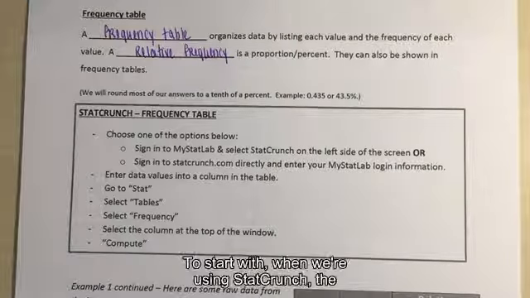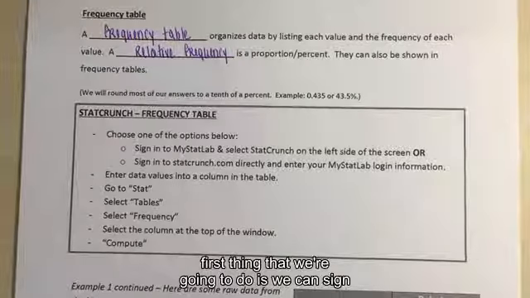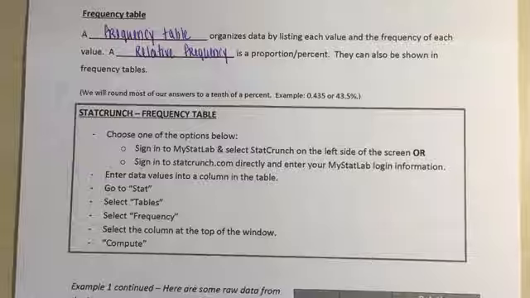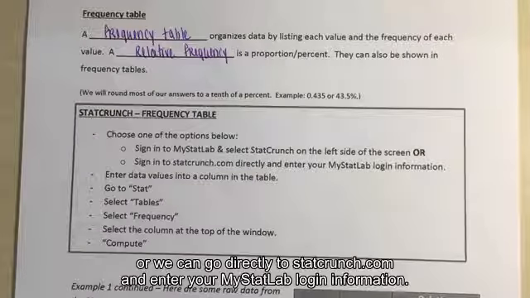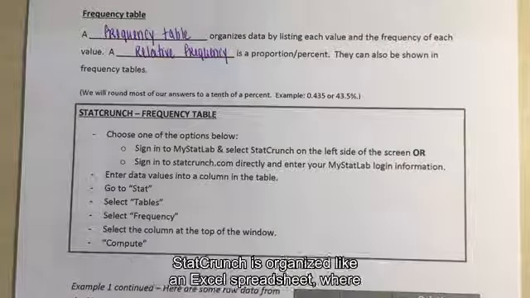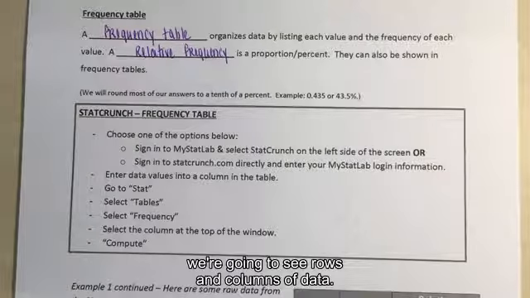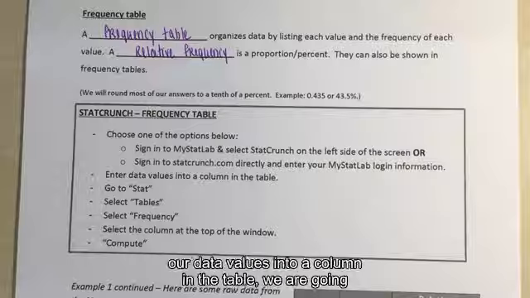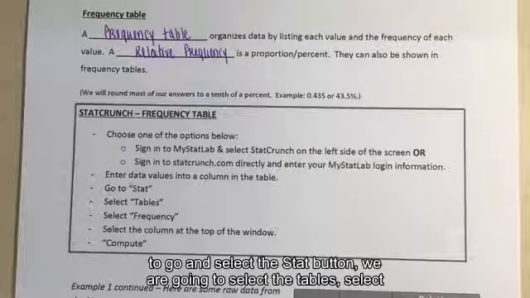To start with, when we're using StatCrunch, we can sign into MyStatLab and then select StatCrunch along the menu on the left side, or we can go directly to statcrunch.com and enter your MyStatLab login information. When we do that, we're going to see something that looks like an Excel spreadsheet, with rows and columns of data. We enter our data values into a column in the table. Then we select the Stat button.